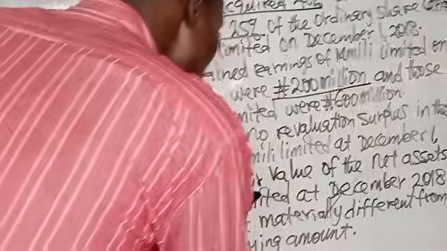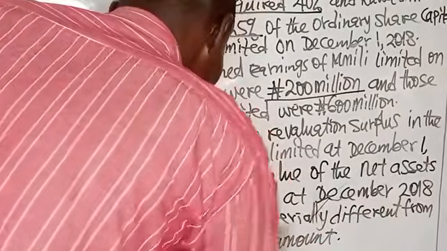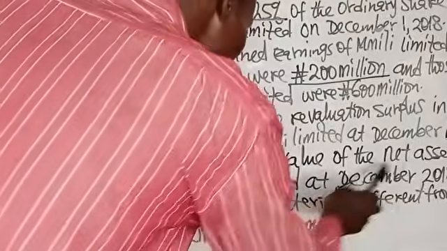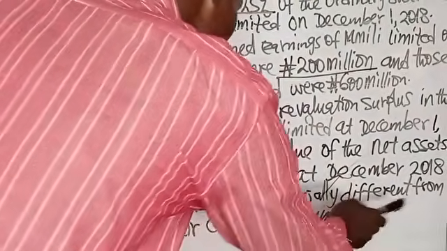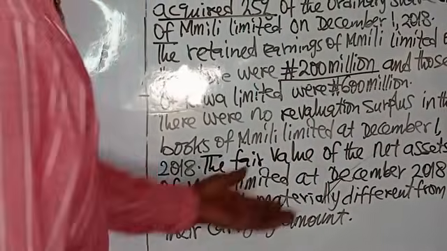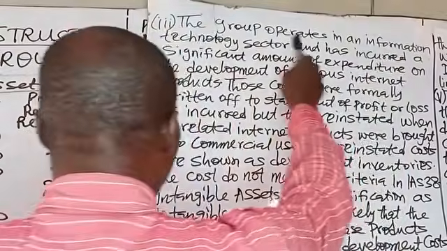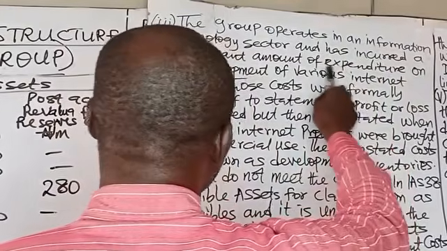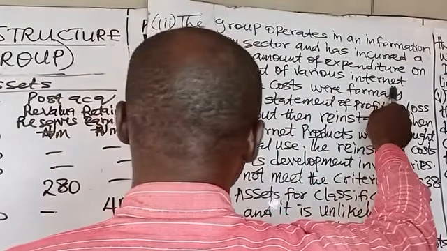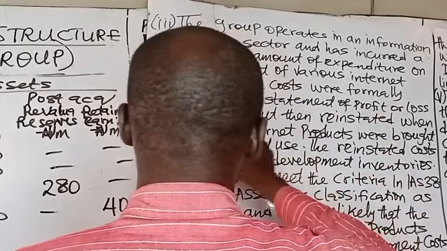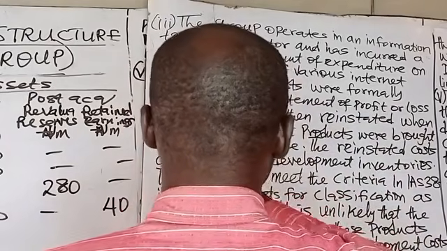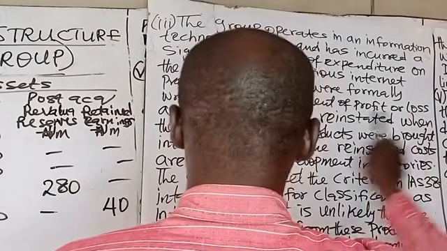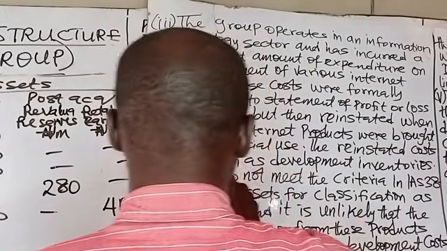Back to the question. The fair value of the net assets of Millie Limited at December 2018 were not materially different from their carrying amount. So the group operates in an information technologies sector and has incurred a significant amount of expenditure on development of various internet products. Those costs were formerly written off to the statement of profit or loss as incurred, but then reinstated when the related internet products were brought into commercial use.